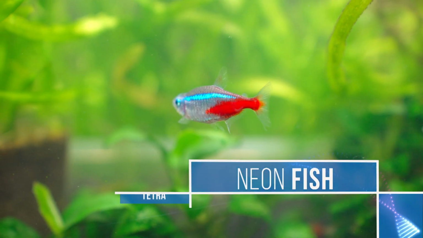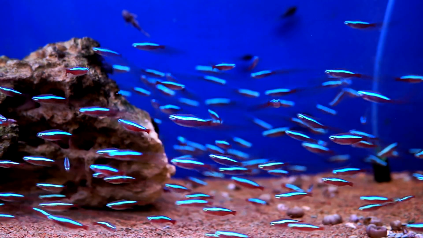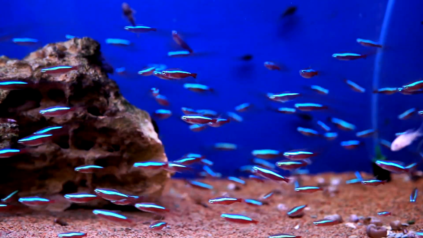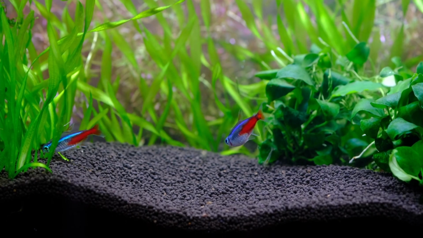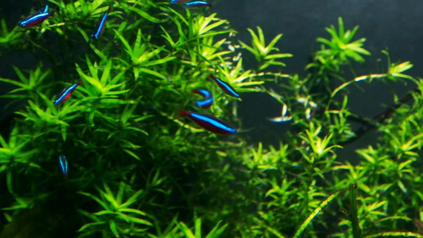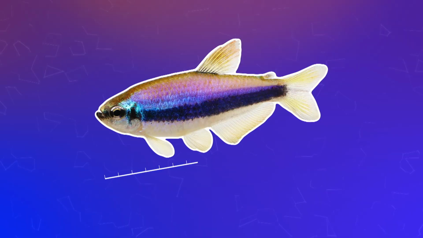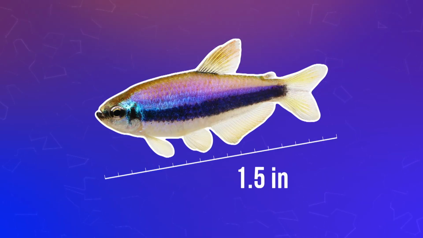Another colorful common aquarium fish is the neon fish, or tetra. These little speedsters are a feast for the eyes, thanks to their bright red and blue bands. These freshwater fish come from South America and are only comfortable in schools. If you're looking to add them to your tank, you'll need to get at least a half dozen. They measure about 1.5 inches long.